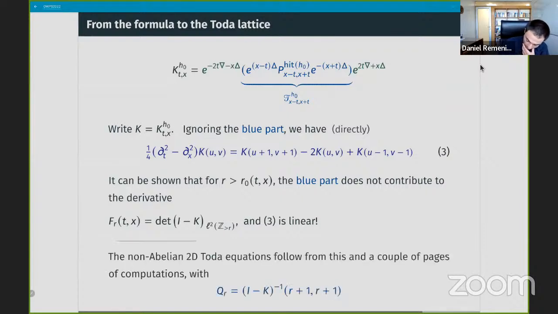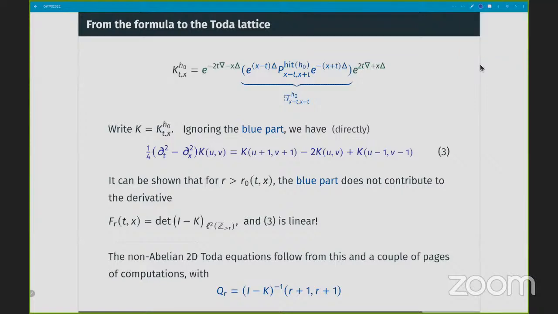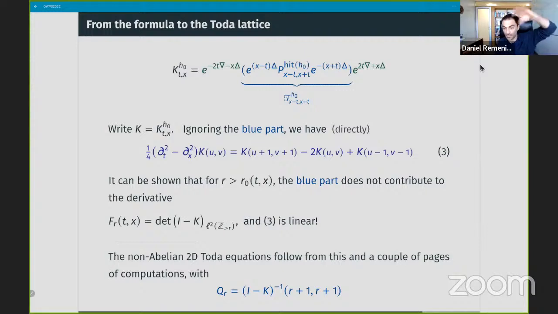Okay, so before trying to explain in maybe 5 minutes or so an idea of how one can prove this, this Q, now I can say who the Q was. The Q that appeared before is nothing but you take this matrix K, okay, and you compute the inverse and you evaluate at these points R plus one. And that's the Q. And then if you compute for a good couple of pages, you get these total equations.